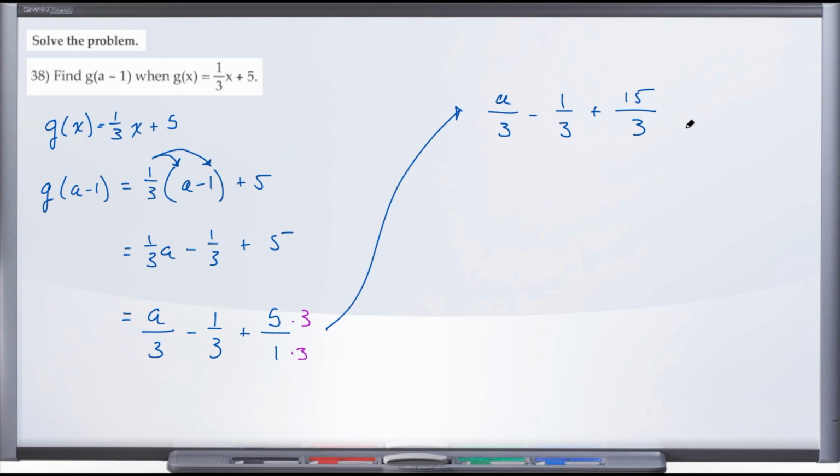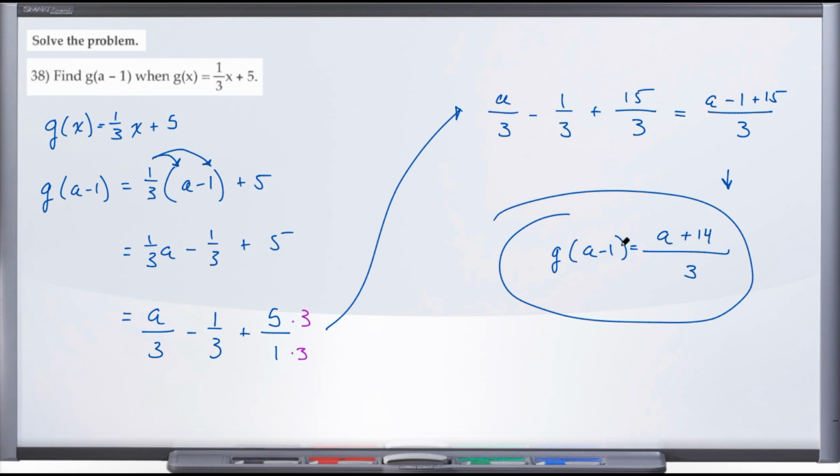And now that we have a common denominator, this denominator simply moves over, and we can go ahead and combine our numerator. So we have a minus 1 plus 15. And so lastly, let's go ahead and simplify, combine our like terms. We have a, negative 1 plus 15 is positive 14 over 3. And there we have our final answer. G of a minus 1 equals a plus 14 over 3.